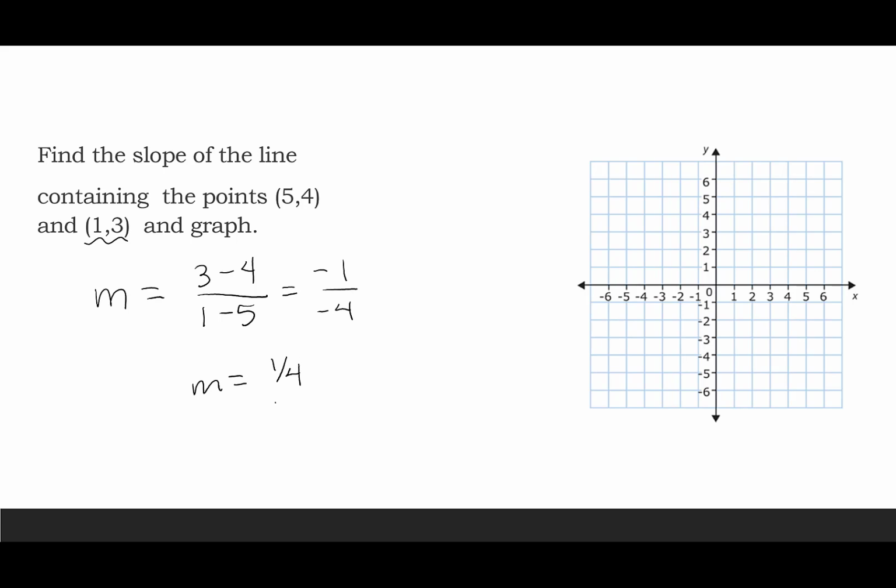I expect this line to be increasing from left to right. Let's plot those points. So I have 5, 4, and then I have 1, 3, and then I connect those dots.